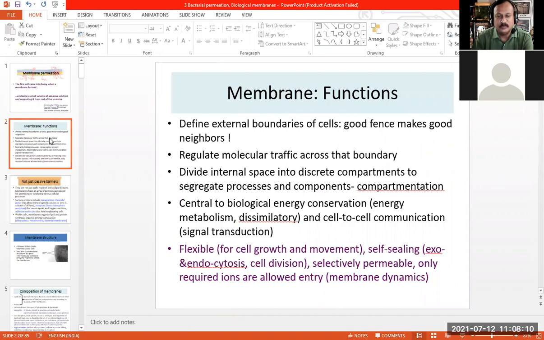Before going to more details about the structure, we would first like to know what is the importance of the biological membrane.